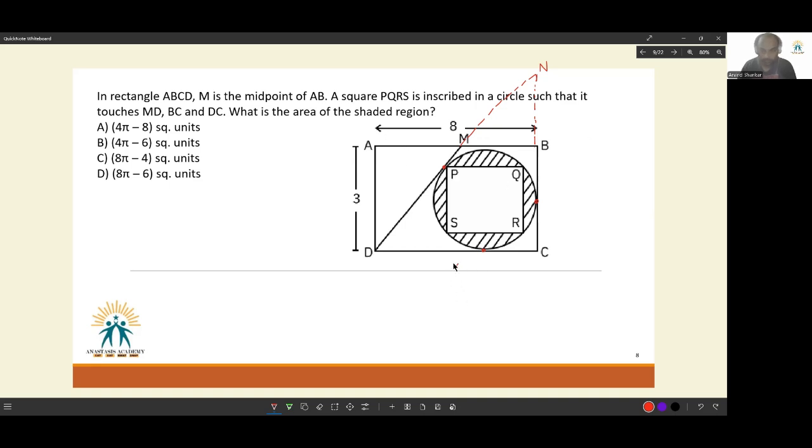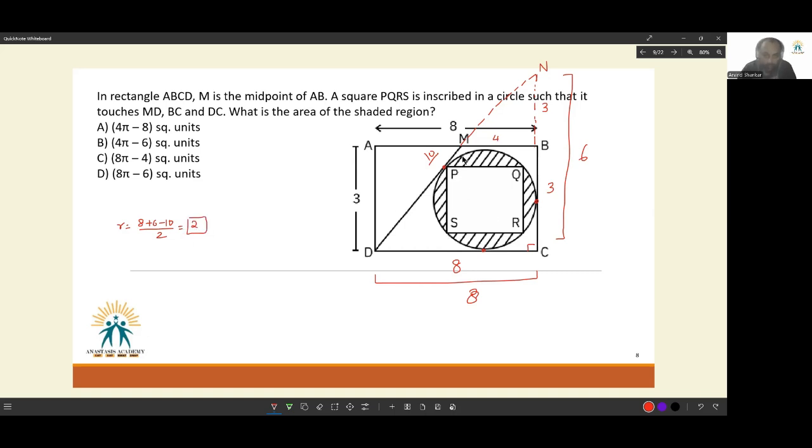We know this is 8, so this base will be 8, and MB is 4. NMB and NDC are of course similar. If MB is 4, DC is 8, BC is 3, NB will be another 3. So this side is 6, this side is 8. This is a right angle triangle because this is a rectangle. So the hypotenuse will be 10. So the inradius can be identified very quickly. The inradius will be 8 plus 6 minus 10 by 2, which is equal to 2 itself.